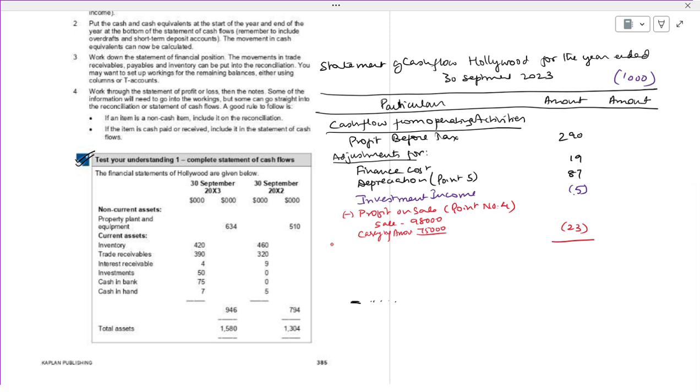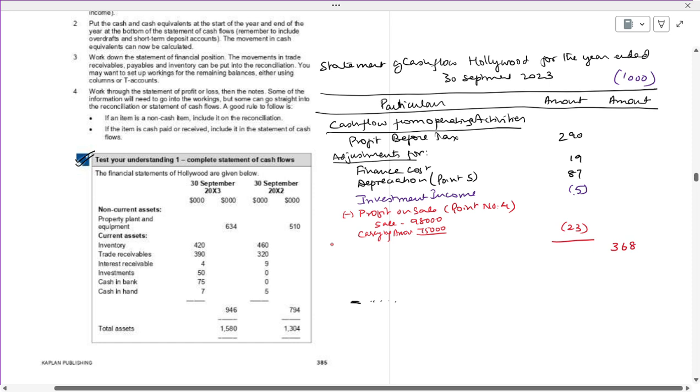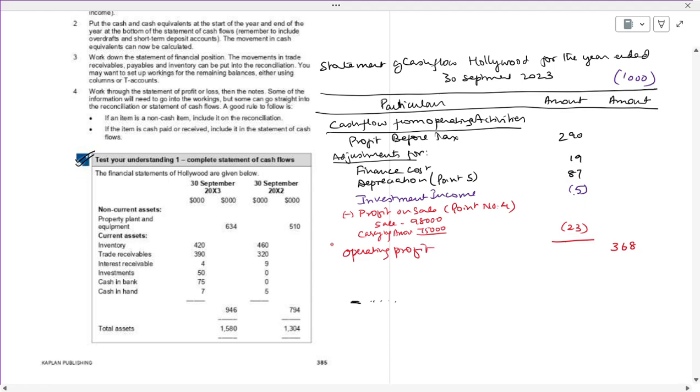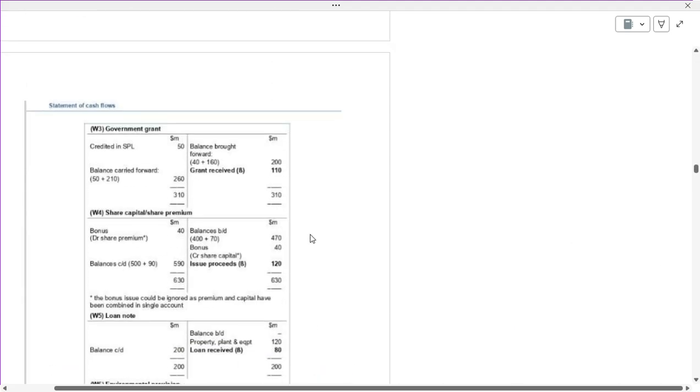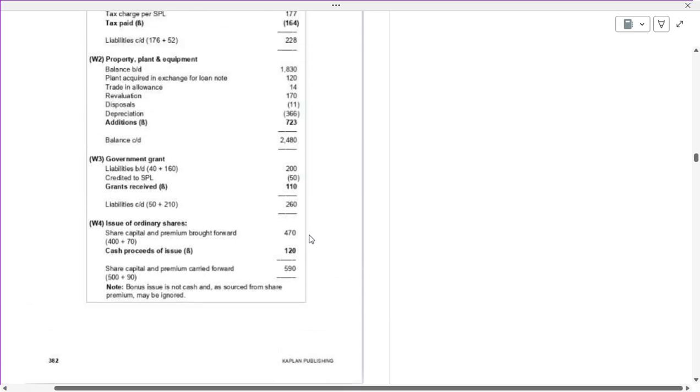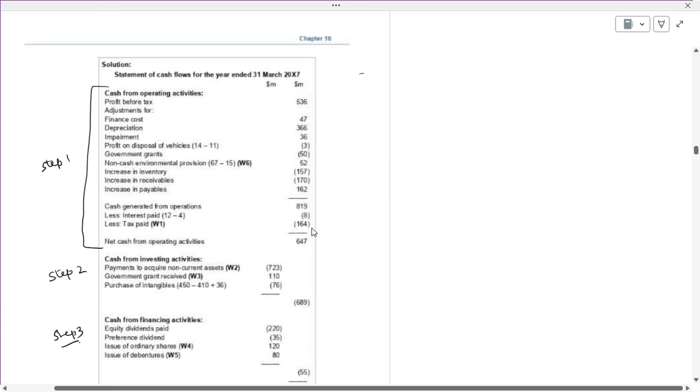290 plus 19 plus 87 plus 5 minus 5 minus 23. 368. How much? 368. Okay, this is called operating profit. What is given in the format? In the format, what have they mentioned?